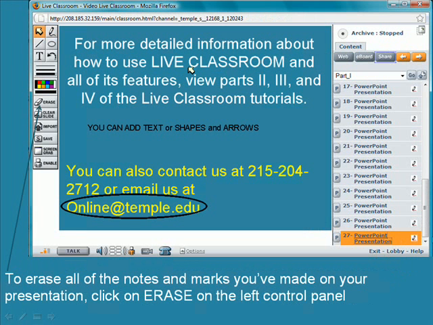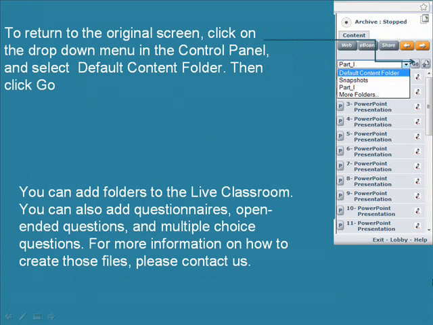Once you've added a slide, you can then add shapes, such as this arrow, add text, as shown here by clicking on the T button and typing, or add other types of shapes, such as an open circle. Once you're done with the screen, you can click Erase, and it will erase all the added images that you've created. To return to the original screen, click on the drop-down menu in the control panel and go to Default Content Folder, then click Go.